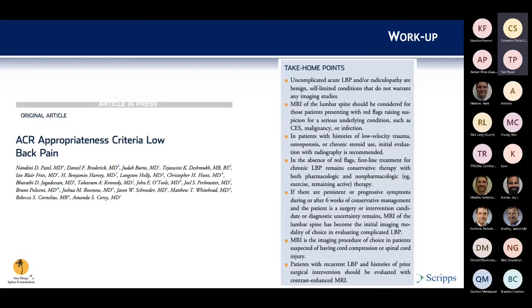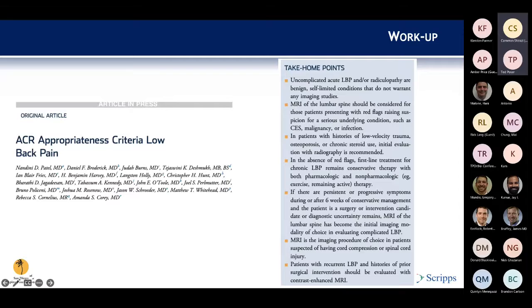So now we will jump over to lumbar indications for x-rays, MRI, and how to work that up. Just a few bullet points from here. Uncomplicated and acute lower back pain and/or radiculopathy are benign, self-limiting conditions that do not warrant imaging immediately.